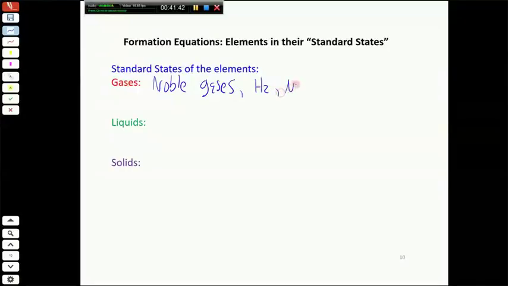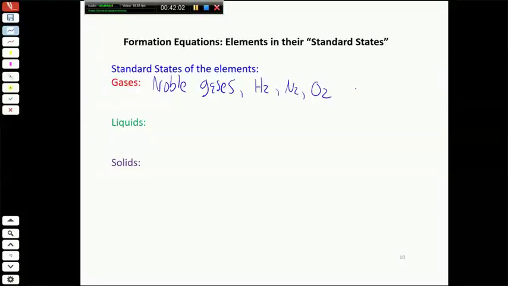So hopefully these first 3 we already know are gases: hydrogen, nitrogen, and oxygen. And all 3 of these are diatomic in their standard state as well. So that's another important point: hydrogen in its standard state is not just H, it's H2. It's molecules of H2 that exist naturally. Same with nitrogen and oxygen, N2 and O2. And hopefully those 3 we're already familiar with as being gases.